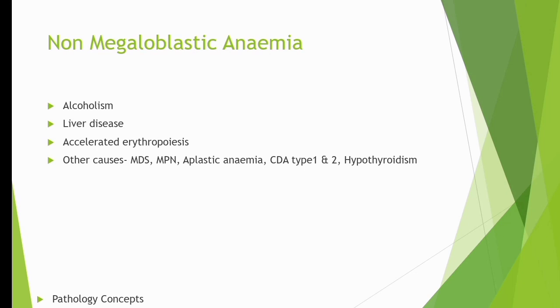Third is after blood loss or hemolysis. Erythropoietin level is increased and this leads to premature release of marrow reticulocytes into the peripheral blood, and this gives rise to mild to moderate macrocytosis. Other causes are myelodysplastic syndrome, myeloproliferative neoplasm, aplastic anemia, congenital dyserythropoietic anemia type 1, type 2, and hypothyroidism.